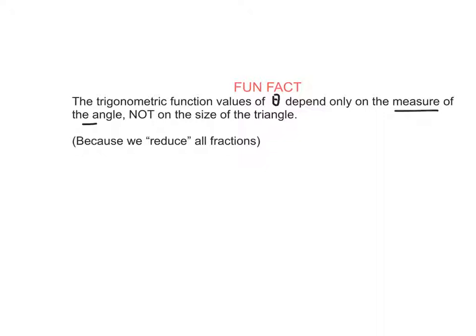For example, we may have a triangle that's twice as big as the one we just looked at. One side's 24 and the hypotenuse is 26. Well, that reduces to this anyway. So even if it's 24 over 26, it's really 12/13.